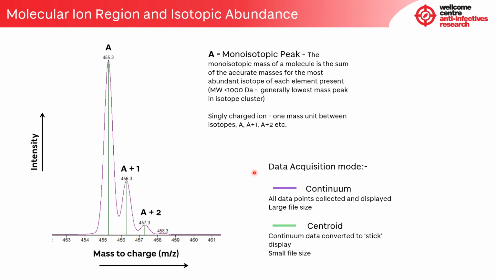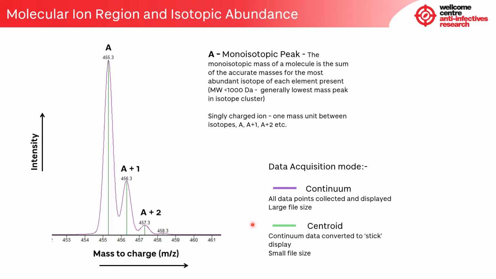One other point to note is the way the data is displayed. In the purple, all the data points are collected and shown. This is continuum or profile mode. It has the advantage that the peak shape is recorded, but the disadvantage, particularly with high resolution instruments, is the file size, which can make data processing slow and unwieldy.